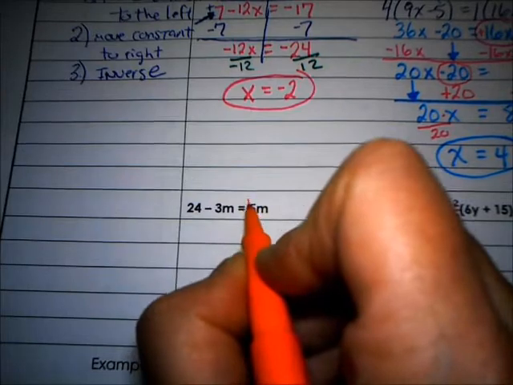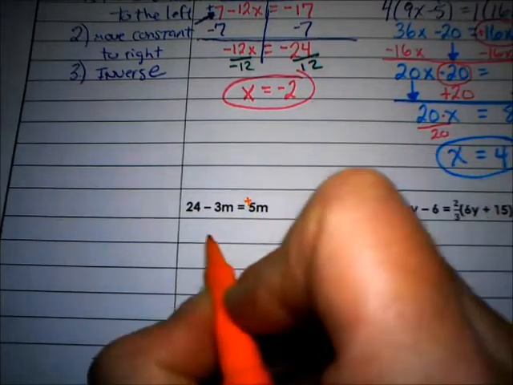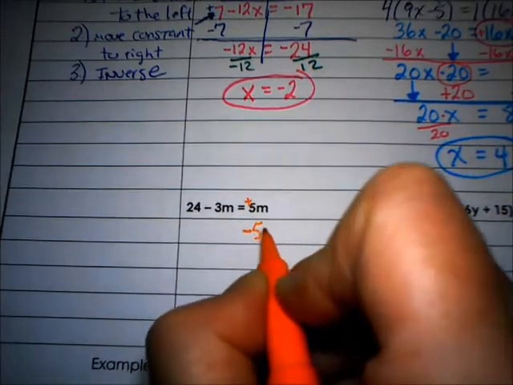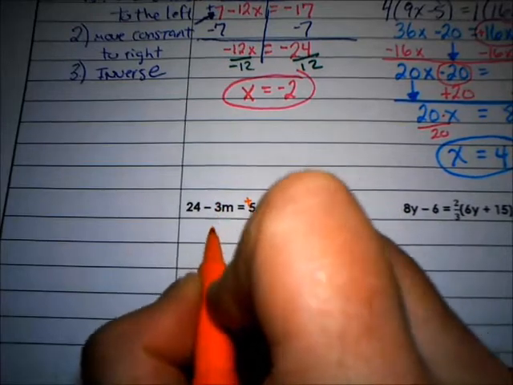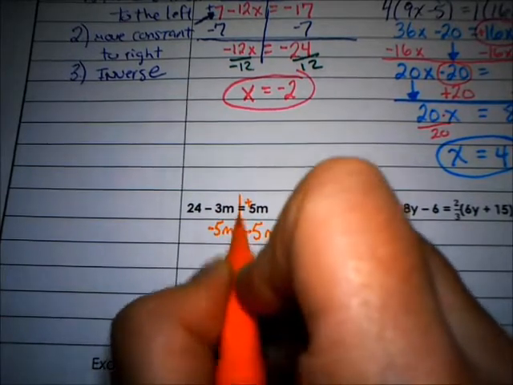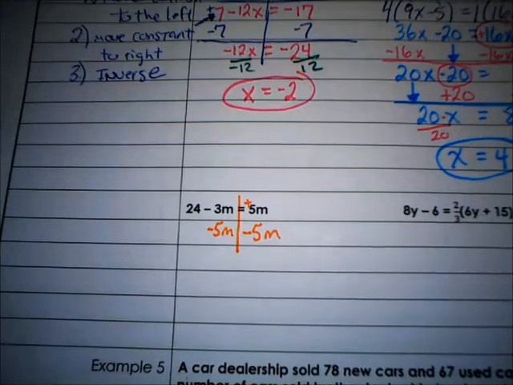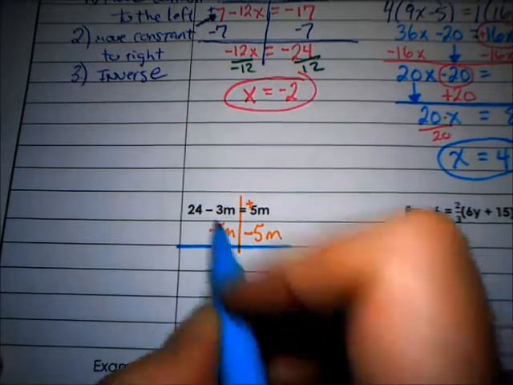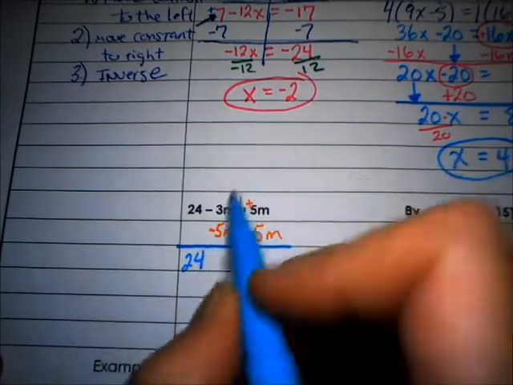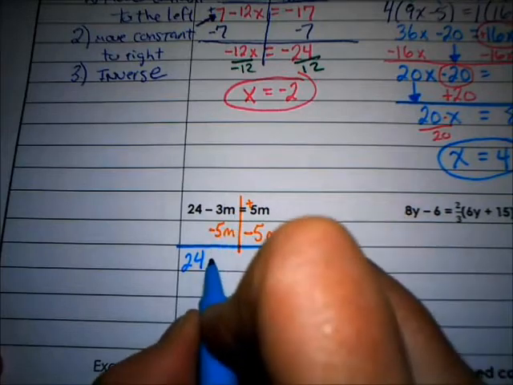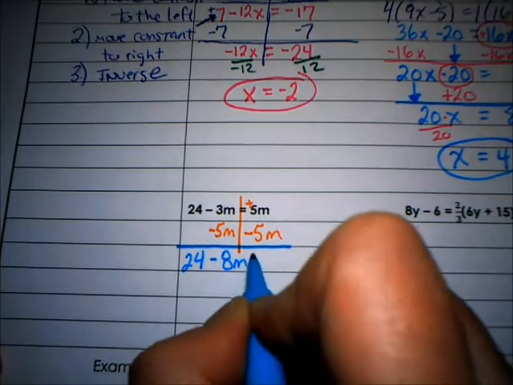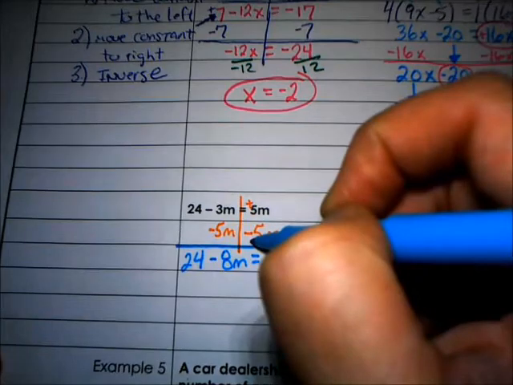I'm going to line it up underneath my other variable, and I want to combine like terms. That gives me 24. Negative 3 and a negative 5 is now negative 8m is equal to, and since these canceled out, what's left over here? Nothing. Nothing's there, so I have to have a 0 as a placeholder.